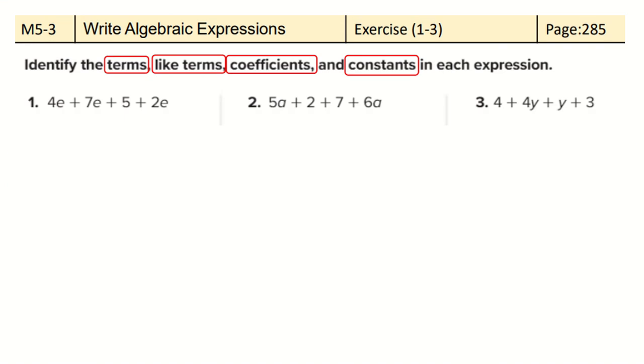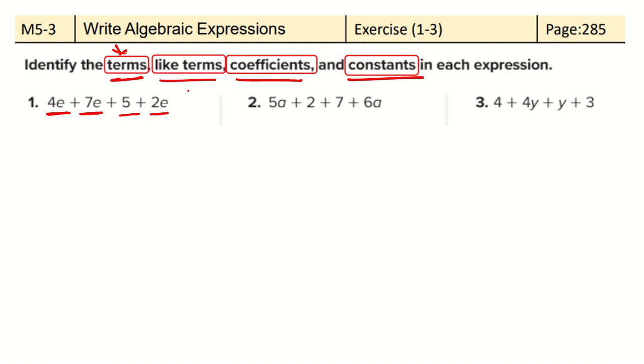Okay. Now next, in this question we have to find terms, like terms, coefficients and constants. Terms means, if you remember what I told you, in between any 2 plus or minus signs there will be a term. So here, 4e is one term, 7e is the second term, 5 is the third term and 2e is the fourth term. Okay. Why? Because we have a plus here, so before that there will be a term. So compulsorily for terms you will see plus or minus, you will not see multiply and divide.